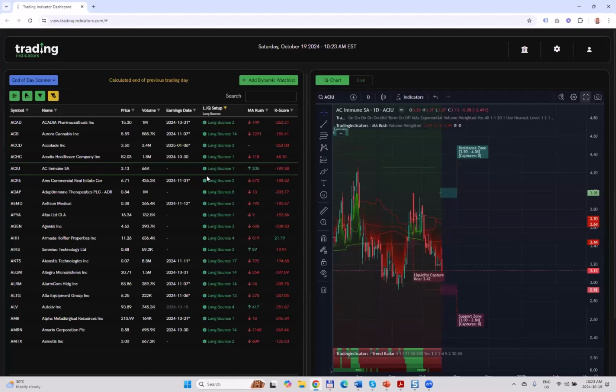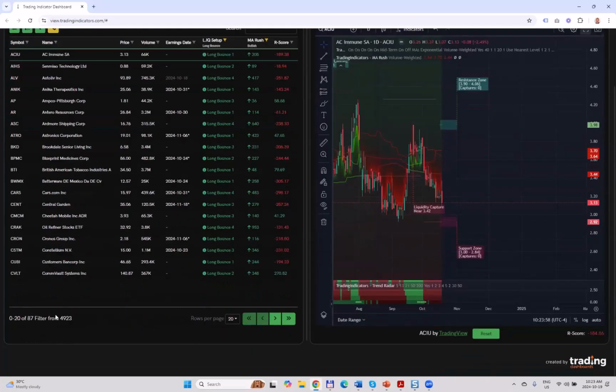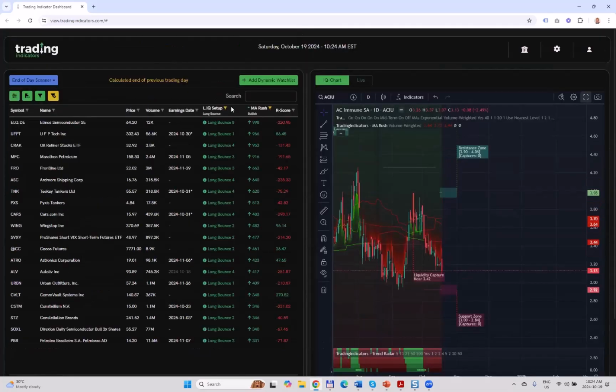All right, so this is how we can filter for stocks in a long bounce scenario. But what we also want to do is find confirmation. We want to see a long bounce setup where the overarching trend is bullish. So what I will add now is I'm going to go to my MA Rush column here, and I will use the bullish filter. Once done, only bullish stocks are shown. Now we're down to 87 different hits. Perfect.